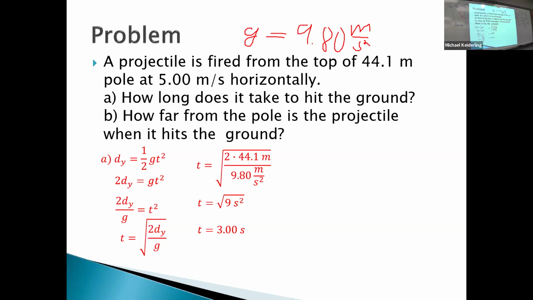For part B, how far from the pole it is, well, now we know what the time is. The distance traveled horizontally is velocity in the x direction times time. So 5 meters per second times 3 seconds, or 15 meters. So this will land at the bottom of the pole, 15 meters away from the pole.